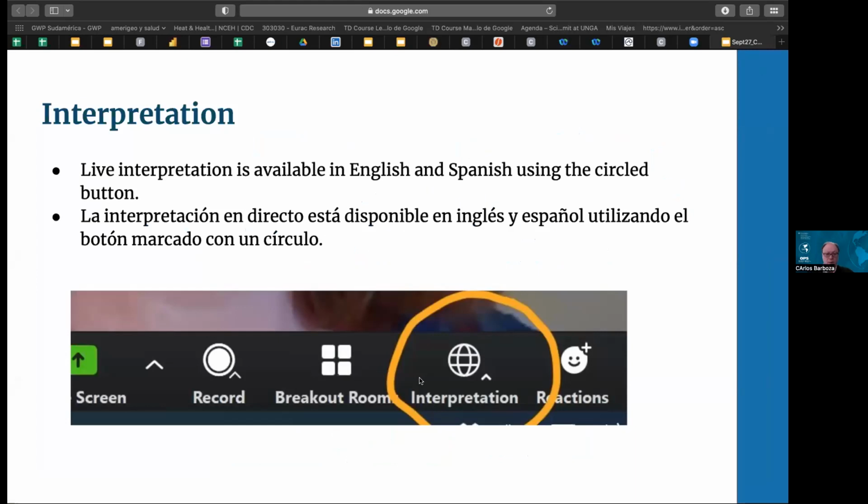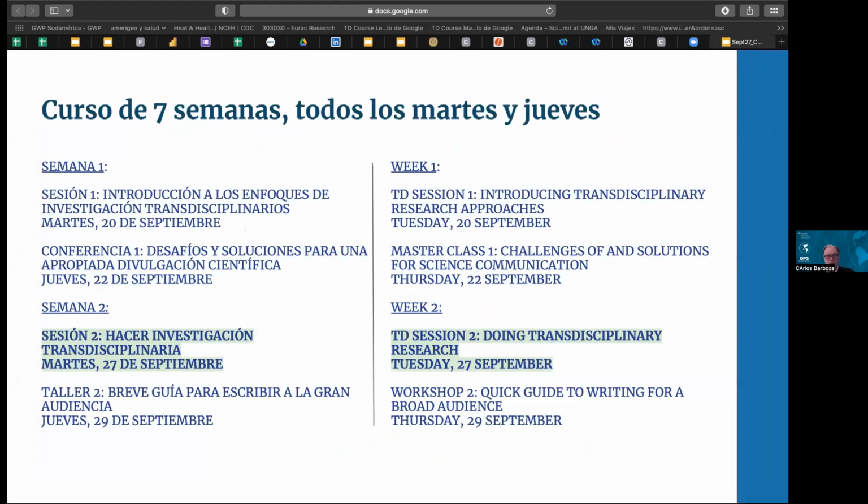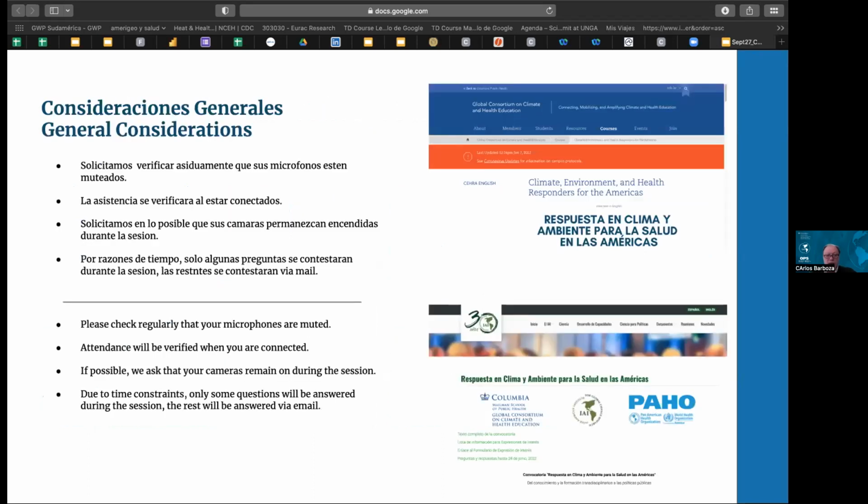I would like now to share a few housekeeping rules. As you know, you can choose the language you want to listen to at the bottom of the screen. The sessions are held in English and Spanish. As you know, this is a 7-week course that takes place every Tuesday and Thursday. Last week, you had a session with a case study and a TD research session. This week, the first session will be on TD research. And on Thursday, we'll be holding a session that includes a quick guide to write for a larger audience.